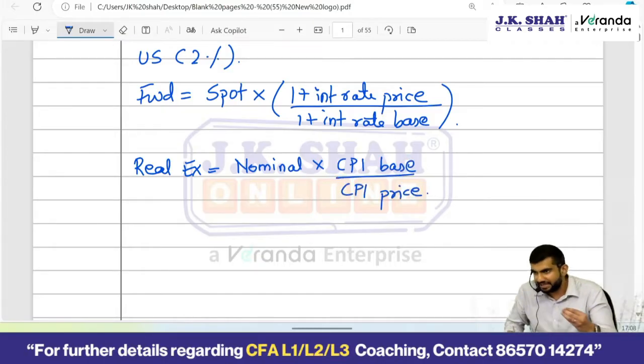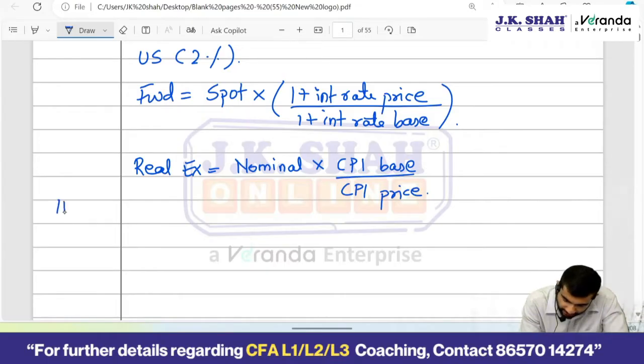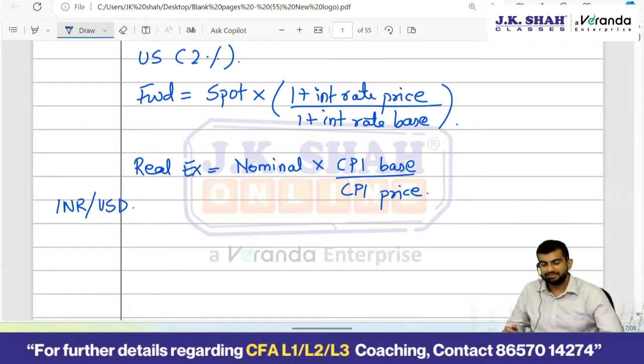Now guys, as compared to last year, and I take this quotation only, the real exchange rate of USD has increased as compared to last year.